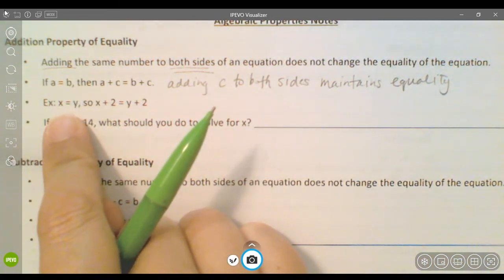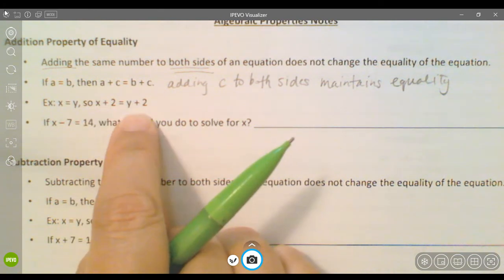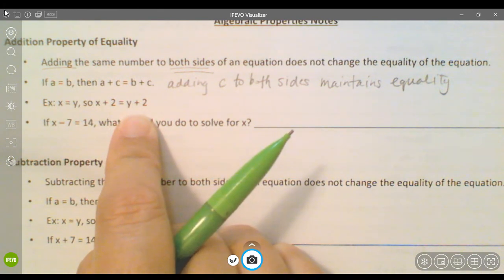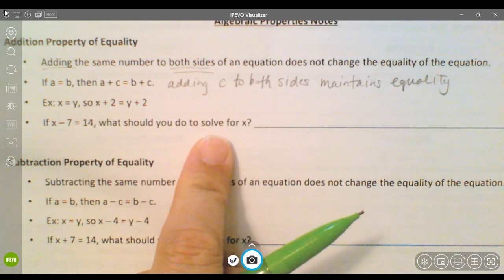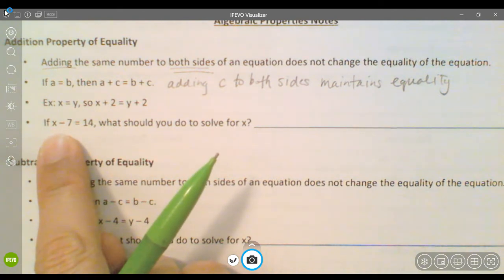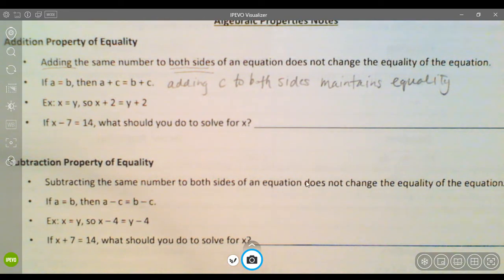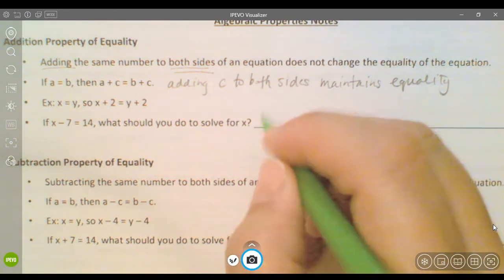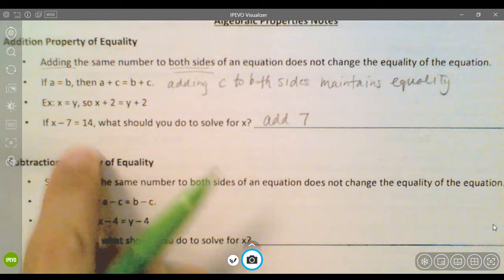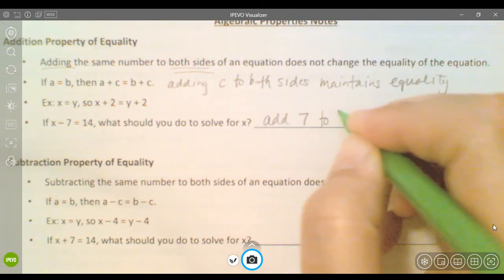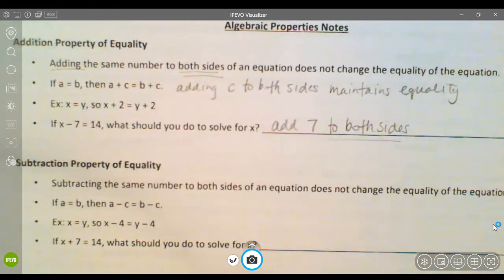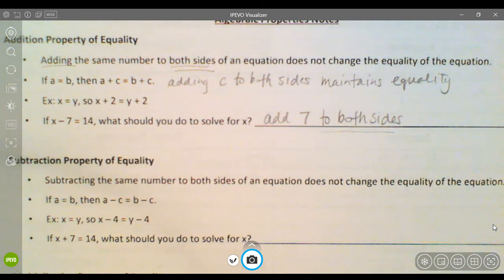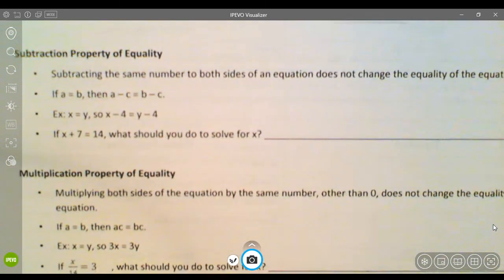So if we know that x equals y, x plus 2 equals y plus 2. Again, adding 2 maintains the equality. So if x minus 7 equals 14, what should you do to solve for x? Well, you know that they subtracted 7. How do you undo subtracting 7? Well, you're going to add 7 to both sides. So you'll add 7 because that's the inverse of subtracting 7, but you have to remember this part: to both sides.